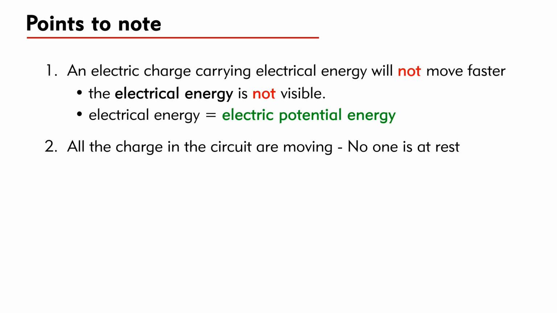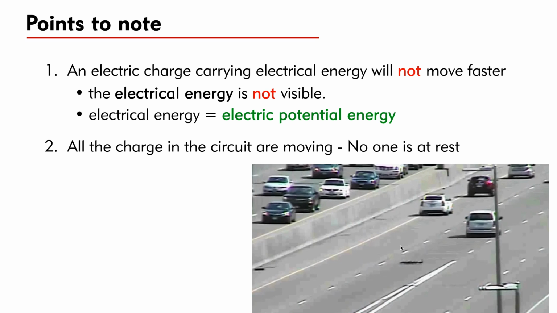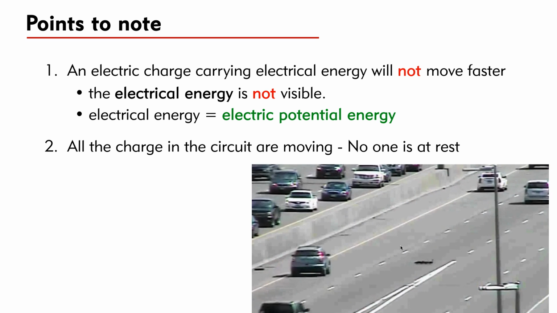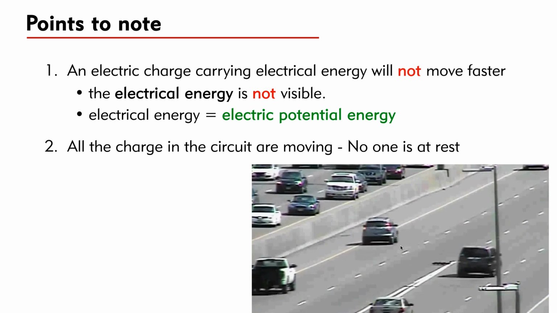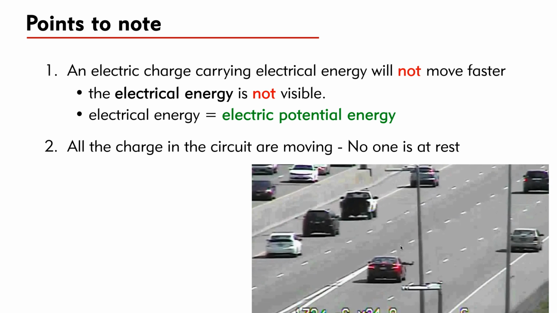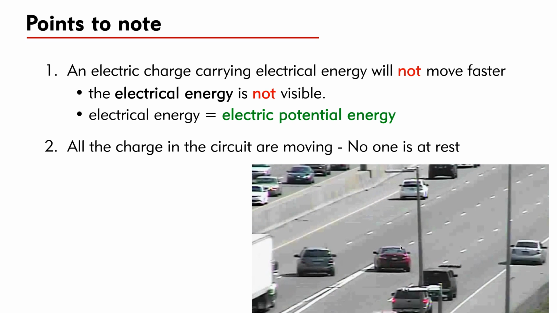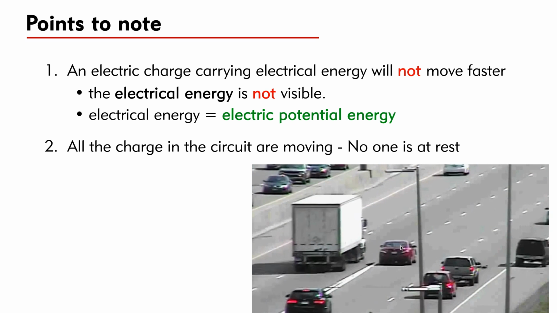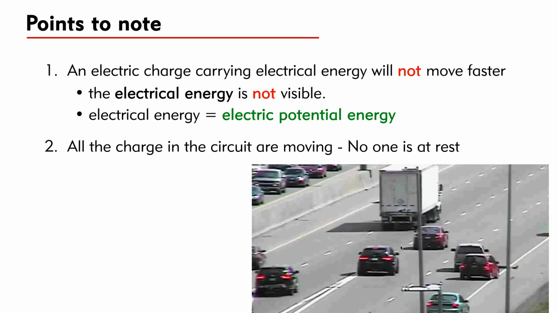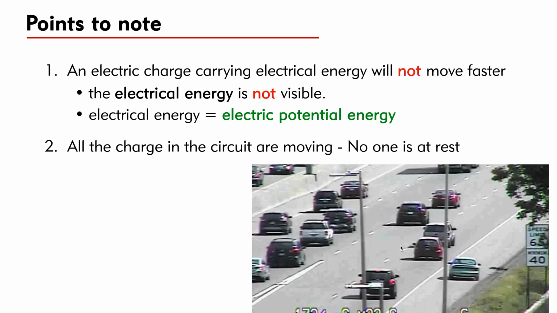Secondly, all electric charge is moving throughout the circuit. You can imagine the scene as cars moving on a highway. All the cars must be moving in order to keep the traffic moving. When the electric circuit is turned on, all the charge must be moving. Before they reach the electrical device, the charge carries electric potential energy. After they leave the electrical device, they have no more electrical potential energy. But when they pass through the cell, their electrical potential energy is replenished.